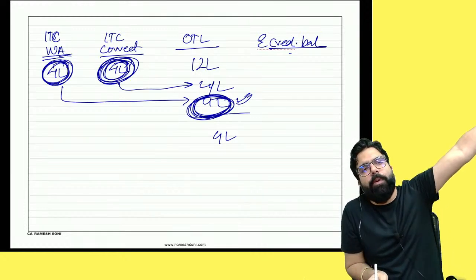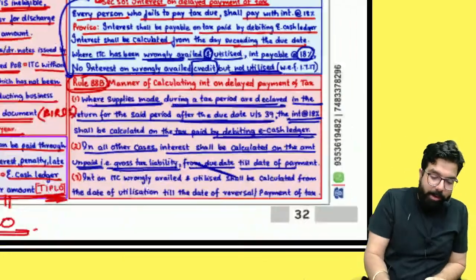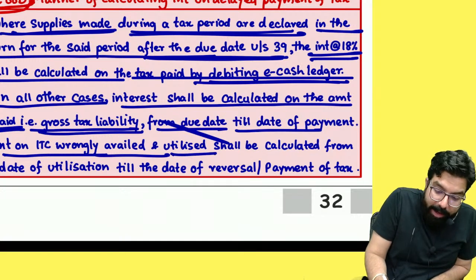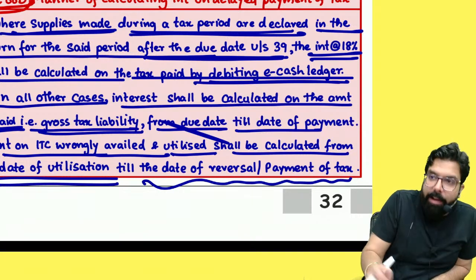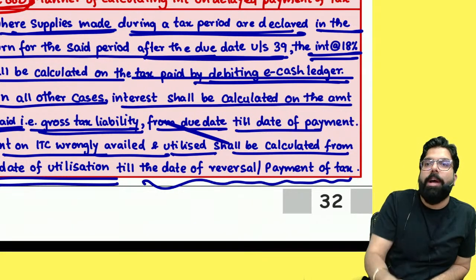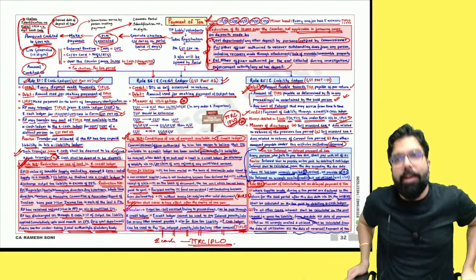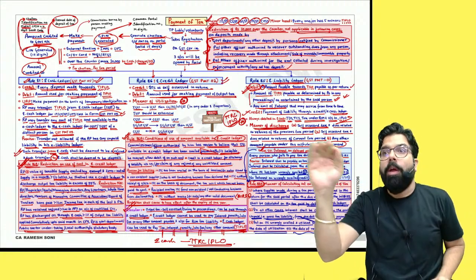Did you guys get it, everyone? Shall I explain again? This is not a class now, it is a revision. ITC wrongly availed and utilized: interest shall be calculated from the date of utilization till the date of reversal, or till you paid back to the government. Now we are done with the chapter. Congratulations.